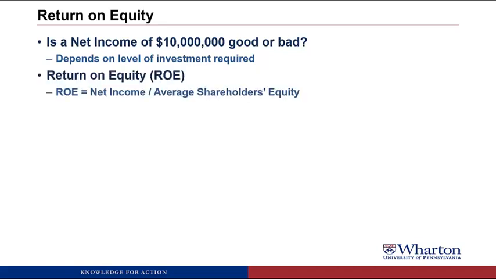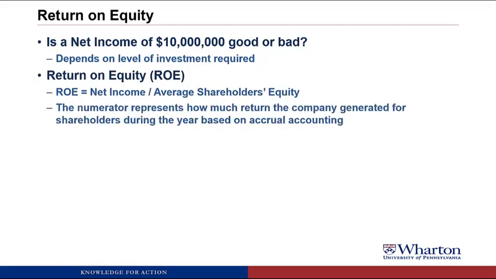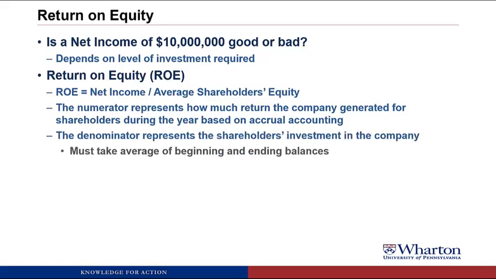Return on equity is defined as net income divided by average shareholders' equity. The numerator represents how much return the company generated for its shareholders during the year based on accrual accounting. So that's the net income number that we've generated through the course. The denominator represents the shareholders' investment in the company. Now, one of the problems we run into is net income happens over a period of time, whereas stockholders' equity is at a point in time. So we have to take an average of the beginning and ending balances of shareholder equity to approximate its level during the period we were generating the net income.